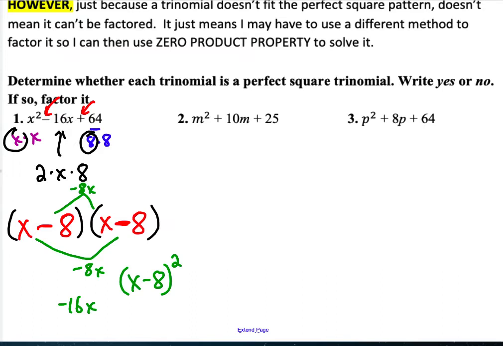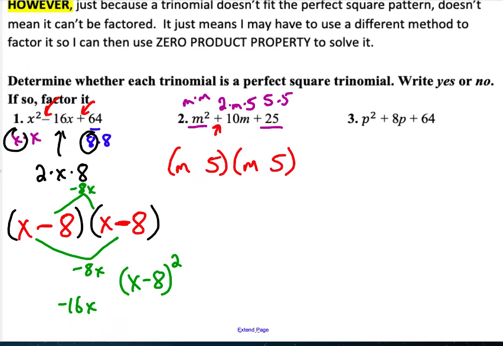Okay. So let's check the next one. Is my first term a square? Yes, m times m. Is 25 a square? Yep, 5 times 5. Is my middle term 2 times my m times my 5? Yeah, 2 times m times 5 is 10m. So that means it's going to follow my perfect square pattern, meaning m is going to be my first term, 5 is going to be my last term, and then it was plus and plus, so I know it's going to be m plus 5 and m plus 5, meaning it's really m plus 5 squared.